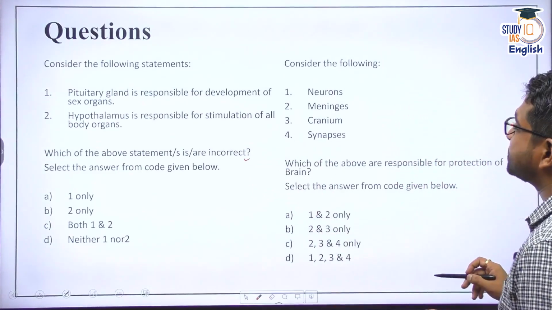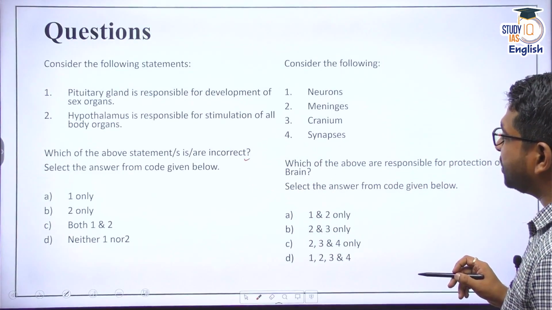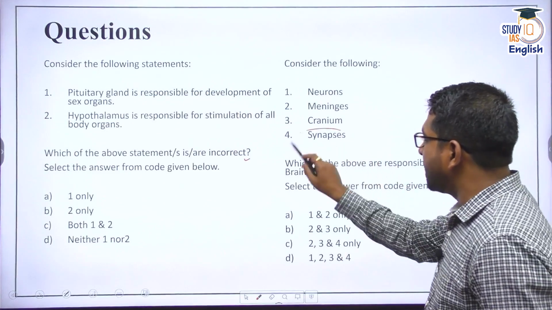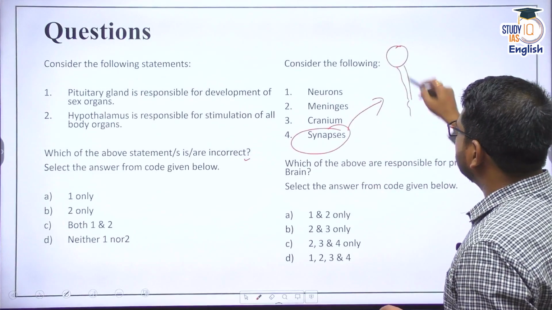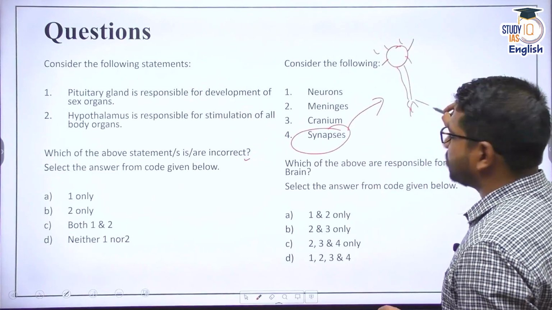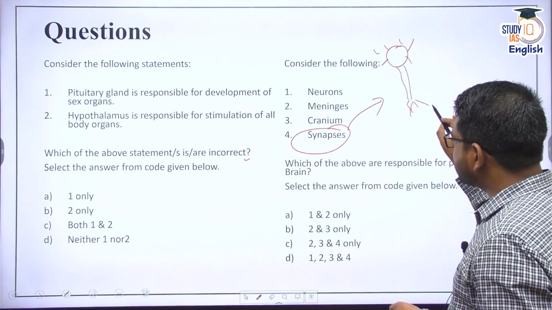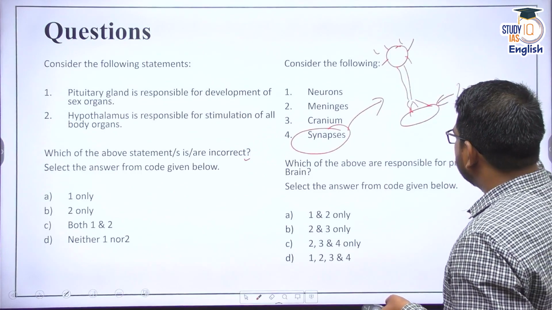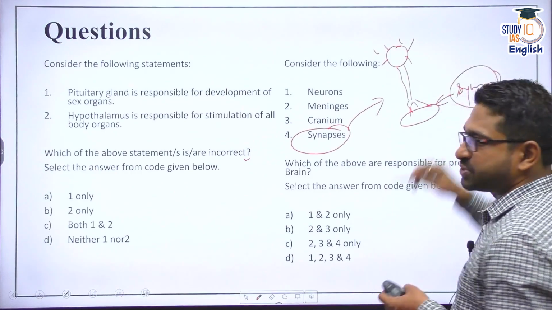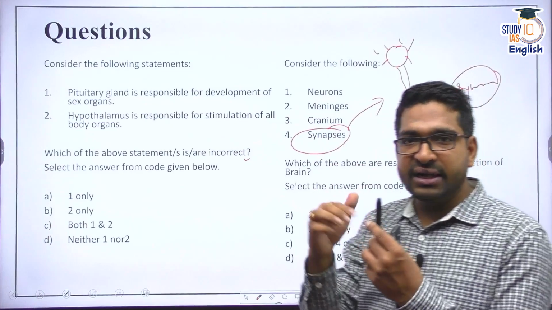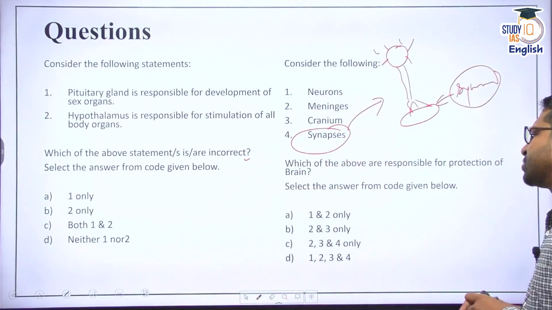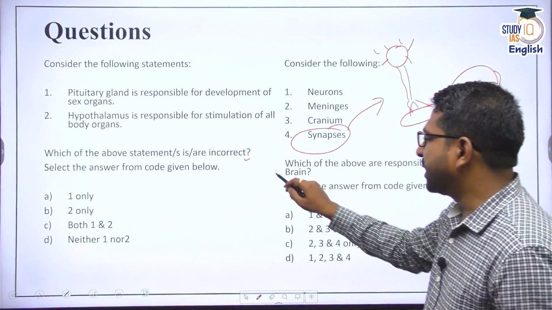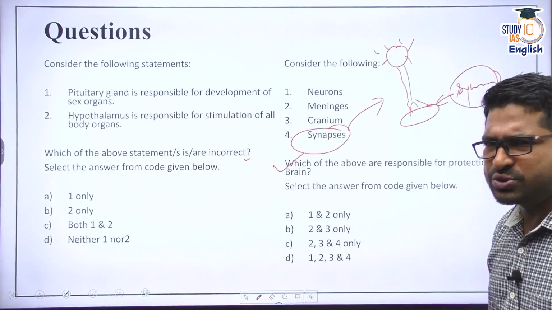Then you have to consider the following: neurons, meninges, cranium, and synapses. Now, there's a term synapses which is written here. See, when one neuron is connected to another, it is through something called synapses. These are dendrites, these are axon terminals. Synapses are the nerve endings or the connection between two neurons. So you have to tell which of the above are responsible for protection of the brain. So I think you can find out. This is also a relatively easy question.